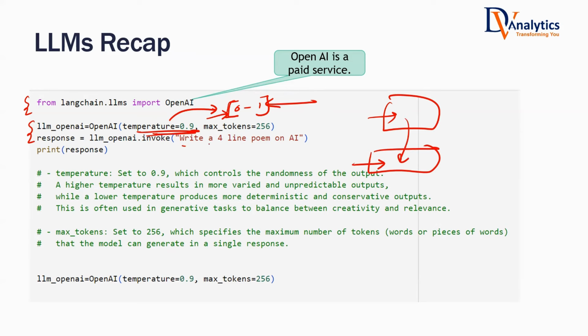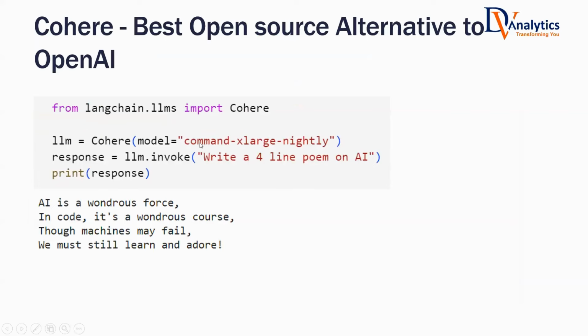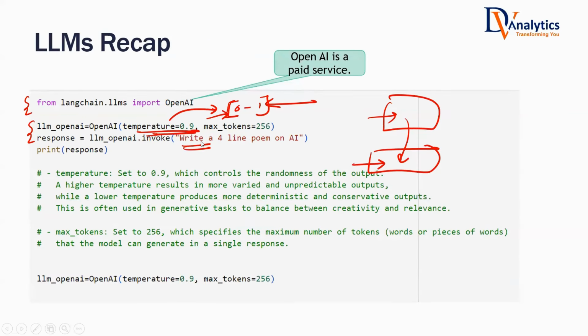But if you're asking this question, write a 4-line poem on AI, now here temperature has to be high or low? Tell me, do you want the large language model to give whatever it has seen earlier, or do you want it to create new stuff here? We want it to be somewhat inventive here. So that is why we keep the higher temperature. You have to choose this based on your requirement.